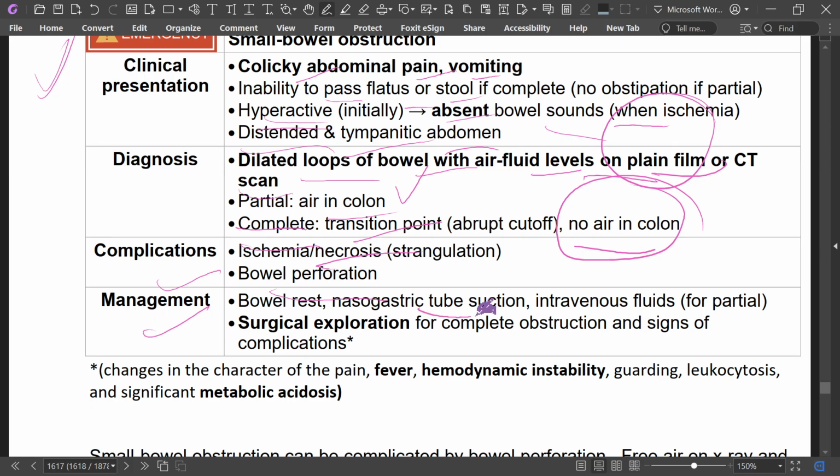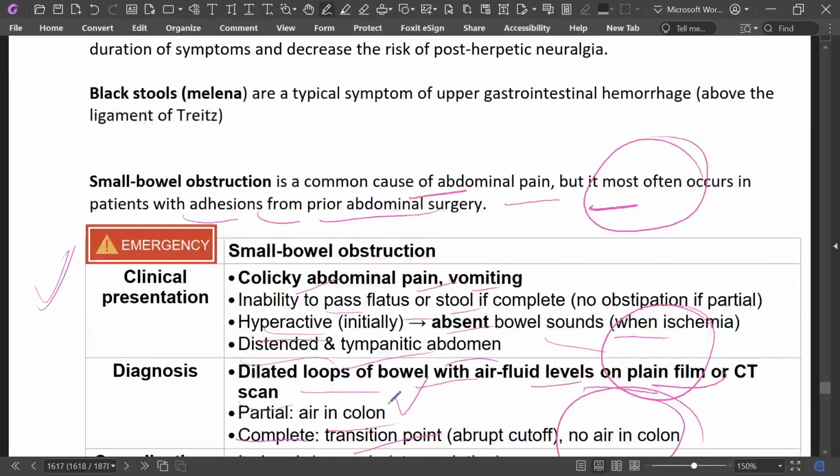Management is bowel rest, nasogastric tube suction, IV fluid, and surgical exploration for complete obstruction and signs of complication. Changes in the character of pain, fever, hemodynamic instability, guarding, leukocytosis, and significant metabolic acidosis may be seen.